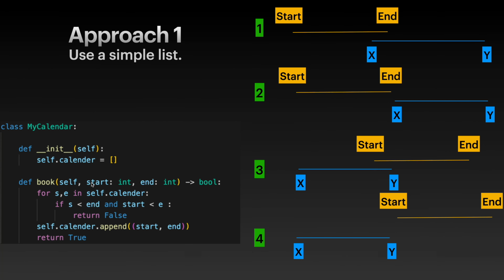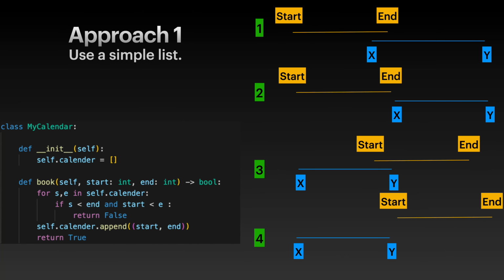As you can see, this one is very simple. We'll be iterating over self.calendar from the first all the way to the end. We check this condition: s is less than end and start is less than e. If that is true, then that means we have an overlapping schedule, so we return false. Otherwise, we do not have an overlapping schedule, so we append the current schedule, start and end, to our calendar, and then we return true.